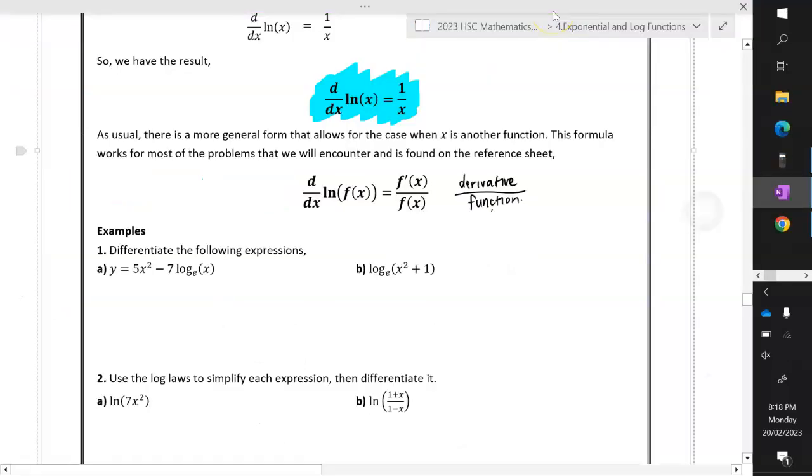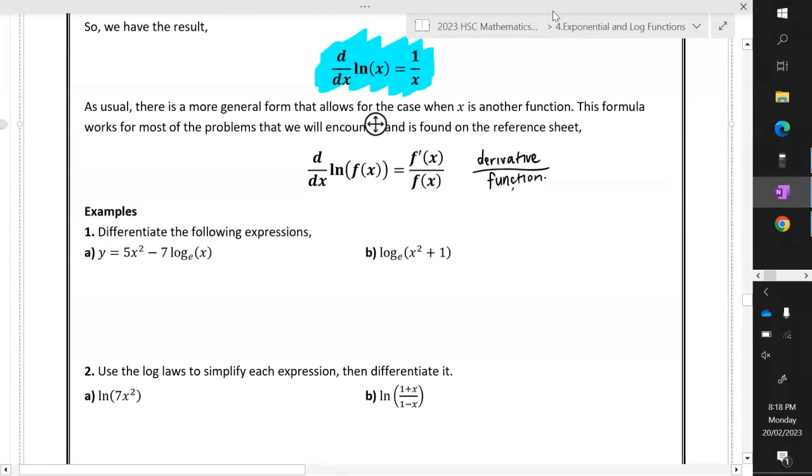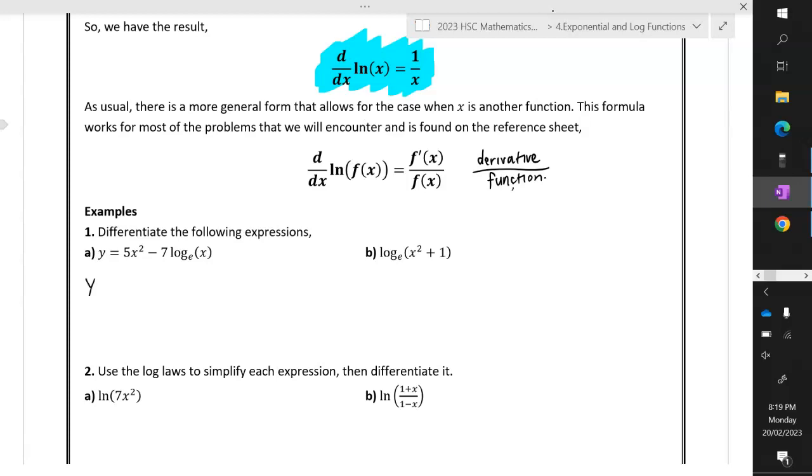Okay, so we're back onto our worksheet. Let's have a look at the examples below. Example 1, differentiate the following expression. So our first expression in part A says that y is equal to 5x squared minus 7 log e of x. So we want to find y dash, or dy/dx. So our first part here, we're going to differentiate separately to our second part.